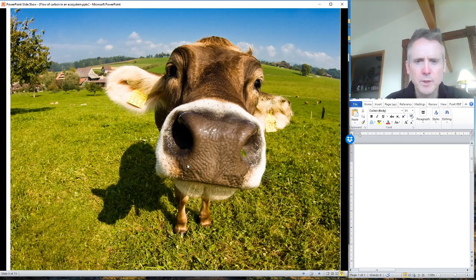Here's a cow. It's got a bit of grass in its nostril. It's obviously been grazing heavily and got a bit of grass there. A cat's just come in for the cat's lap, but hopefully he will stay down there.